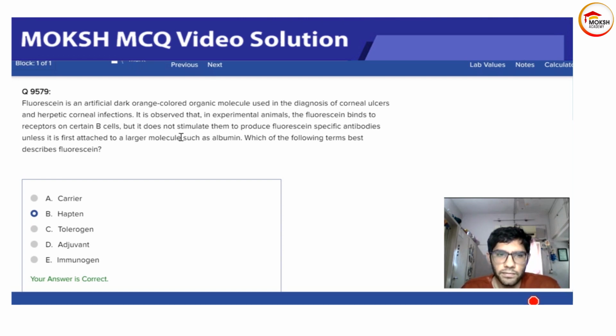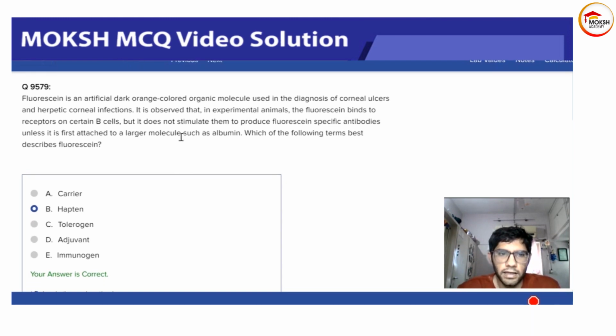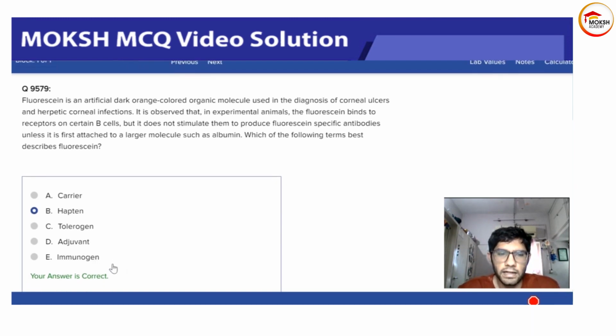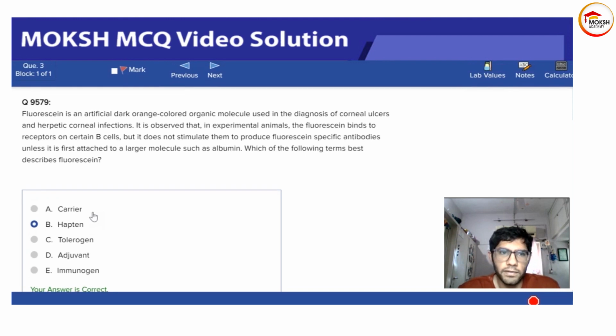Adjuvant. Adjuvant is something that helps to increase the antigenicity of the particular molecule. So here it is not like that; adjuvant is used in vaccines and things like that, and here we are not talking about a vaccine or anything. Immunogen. Immunogen is a very generic term which includes everything that has the ability to act as an antigen, so that is also a very vague term. So hapten is the true answer over here. Even if we look at it by way of elimination, we can answer it.